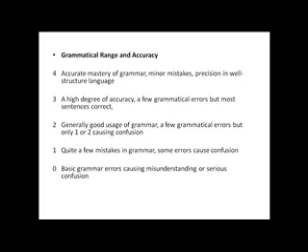And the third is about grammatical range and accuracy. The highest point of grammatical range and accuracy is 4. That is accurate mastery of grammar, minor mistakes, precision in well-structured language. Point 3: a high degree of accuracy, a few grammatical errors but most sentences correct. Point 2: generally good usage of grammar, a few grammatical errors but only 1 or 2 causing confusion. Point 1: quite a few mistakes in grammar, some errors cause confusion. And point 0: basic grammar errors causing misunderstanding or serious confusion.